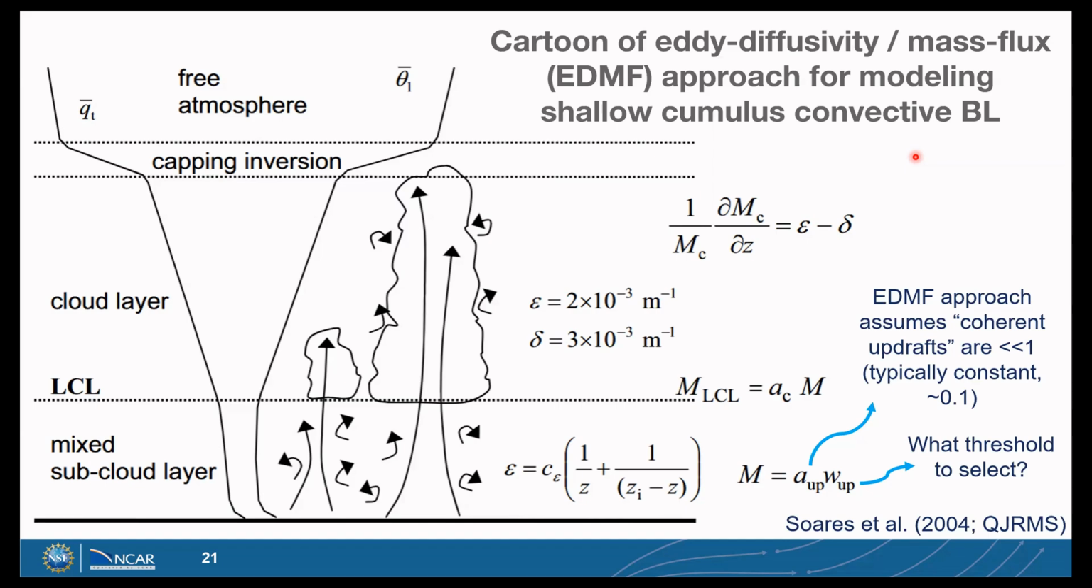So typically for EDMF, you have to assume that the fraction of the cell that's composed of these coherent updrafts is much smaller than 1, so something on the order of 1/10. And then what threshold do you select to determine this value? So this value comes back from decades ago. This is a long-standing problem, but really, how good is this assumption?